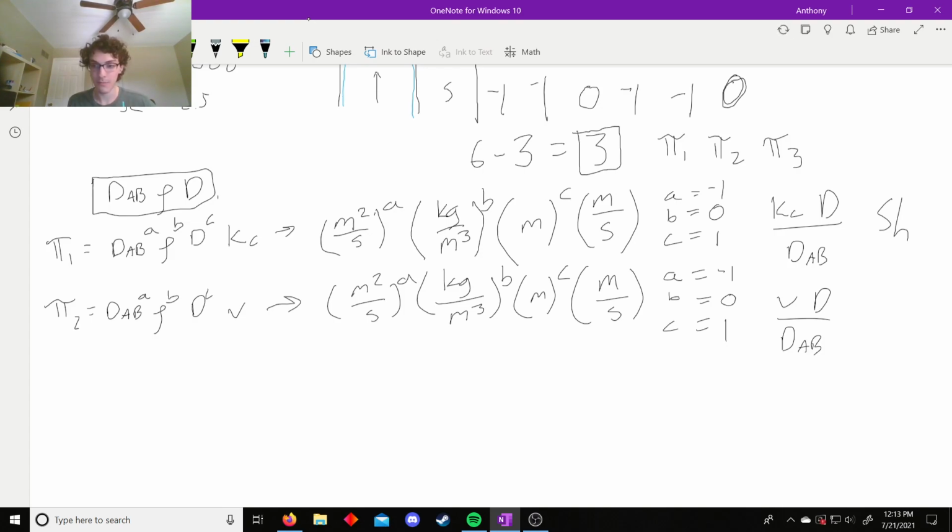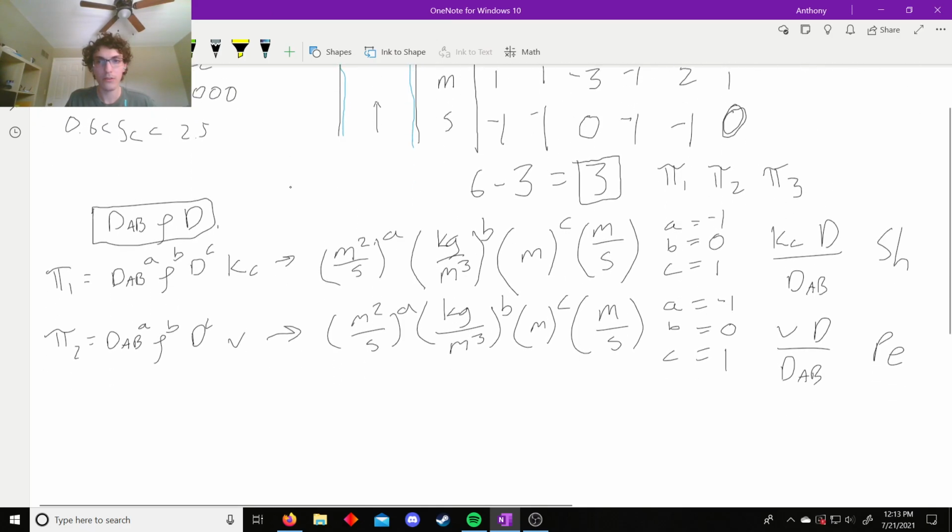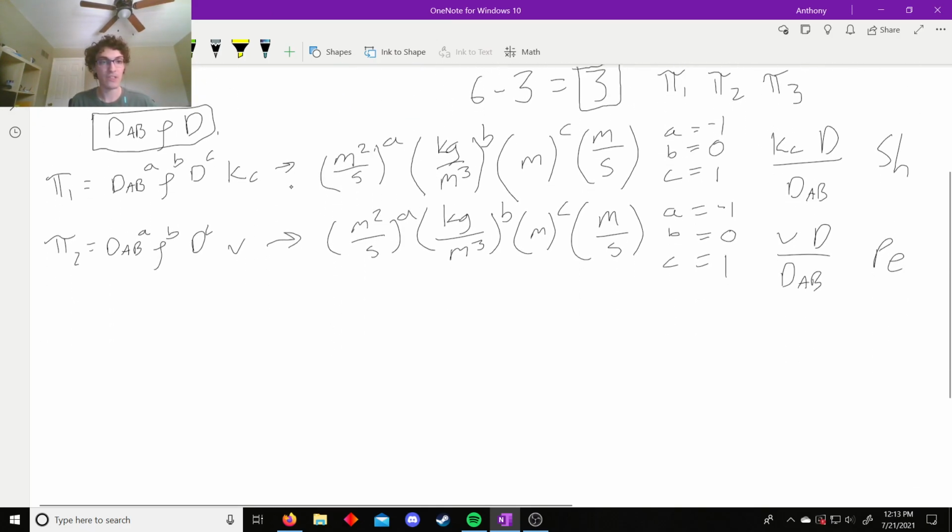And this also has a name. This is the Peclet number. Okay, so that's our second dimensionless number, Peclet number.